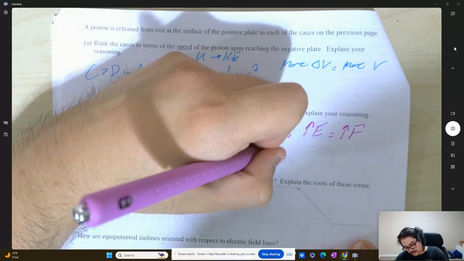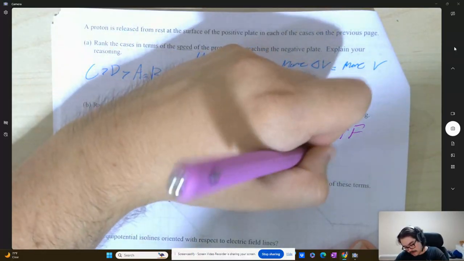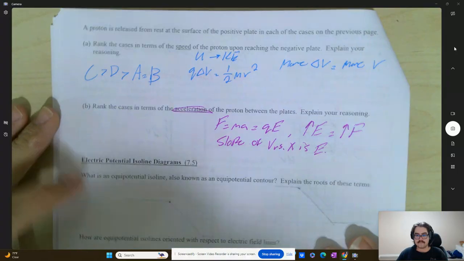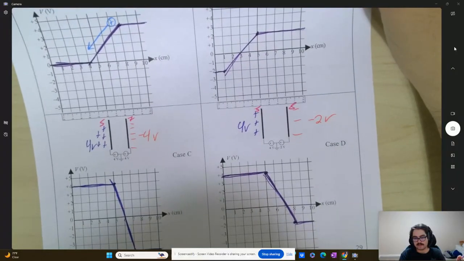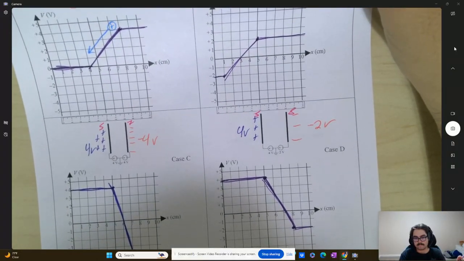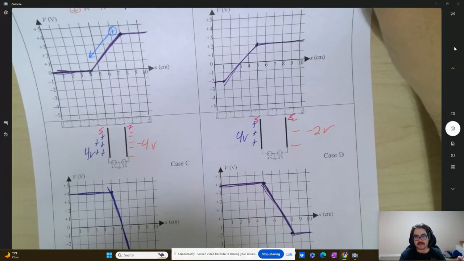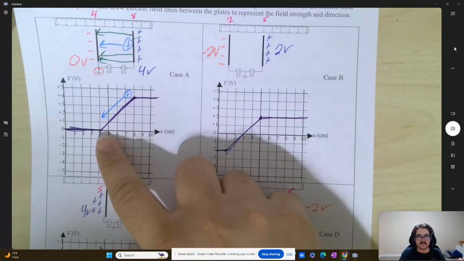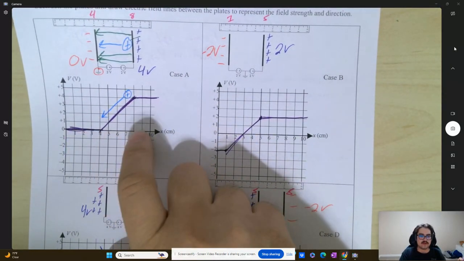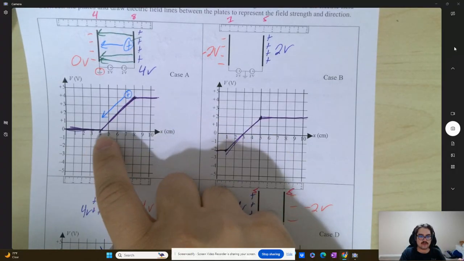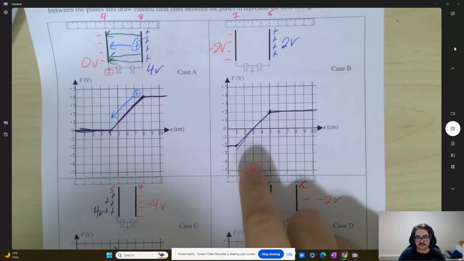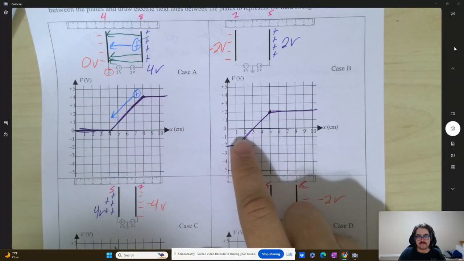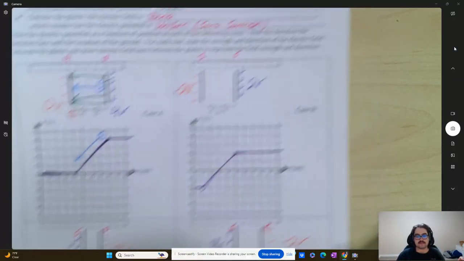The slope of V versus x is E. So we take the slope of the graphs. Well, it's pretty obvious which one has the most slope, and that's going to be C. D also has a pretty steep slope, and then you should also notice that these also have the same slope. It rises 4 and runs 4, so that's a 1-to-1 slope. This one rises 4 and runs also 4, so it's also got the same slope.